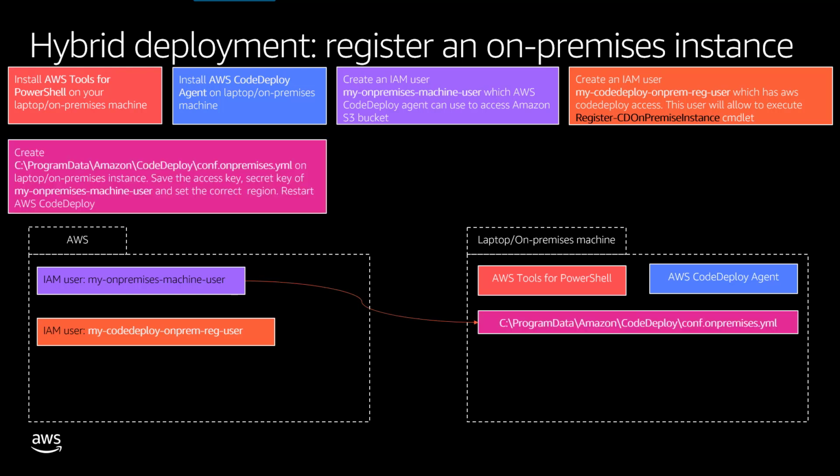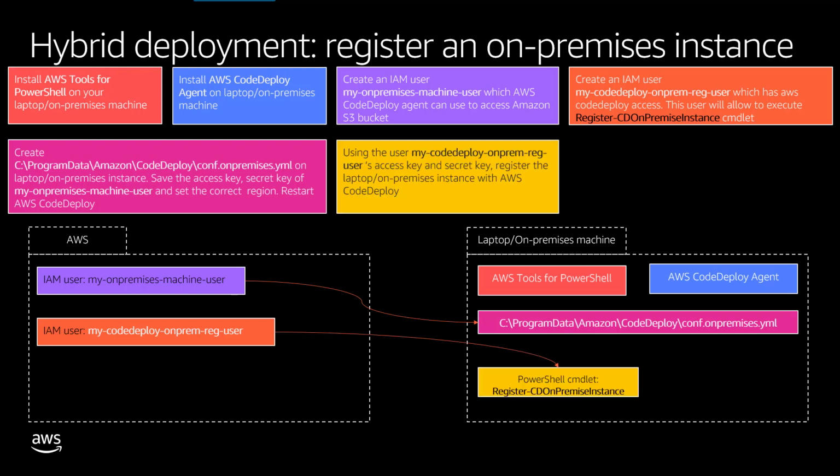Then we are going to create a file called conf.onpremises.yml in a special folder if it is a Windows machine. Once you create this file, it will have the access key and secret key of my on-premise machine user, which the AWS CodeDeploy agent will use to access the S3 bucket. These credentials can be rotated, but the way to do that is a bit more complicated. If you look at the documentation, you will find the steps for changing these credentials.